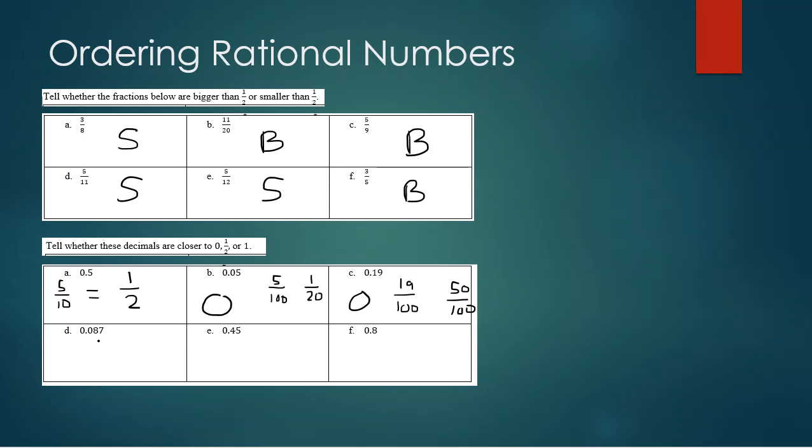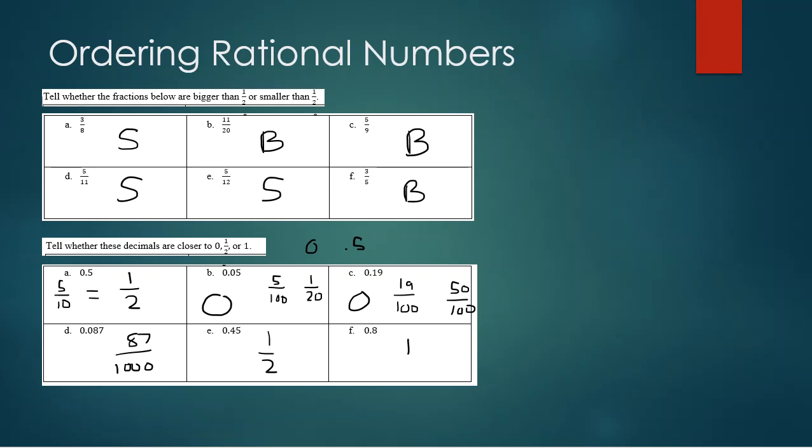So let's look at the next one, 0.087. So this is going to be 87/1000ths. Okay, this is a lot closer to 0 than it is to 1/2. Okay, because remember, as a decimal, 1/2 is really just 0.5. Okay, so the 0.087 is closer to 0. On E, 0.45, that's actually pretty close to 0.5, isn't it? So we would say that one's closer to 1/2. And then 0.8, that one is almost to 1. Okay, so we would say that one's closer to 1.